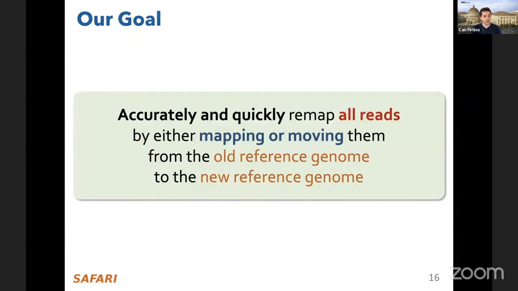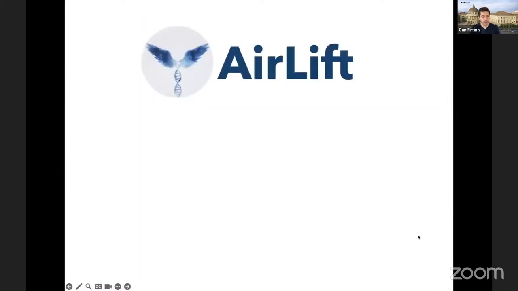So our goal is to accurately and quickly remap all the reads by either mapping them or moving them. So we're going to choose either of these options, not mapping all the reads or moving all the reads. So we're going to have the chance of picking either mapping or moving from the old reference genome to the new reference genome. So to this end, we propose AirLift.